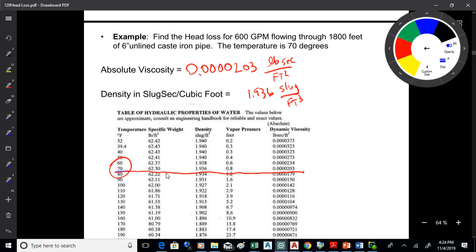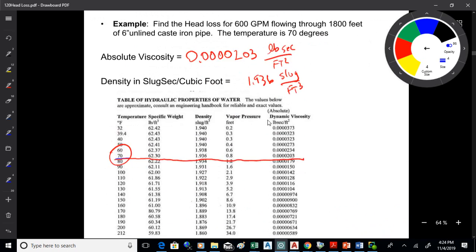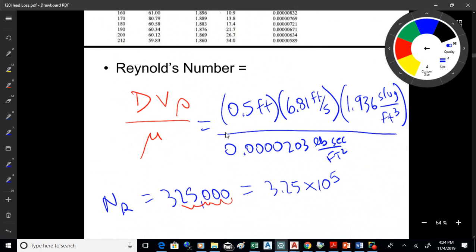All right, now if we got 70 degrees, we go to that chart on page 58, we can find the viscosity, it's 0.0000203, and we can find the density, it's 1.936. Okay, so we get the viscosity and the density, and we write those down. When we have those, if we know the pipe diameter in feet, it's 6-inch pipe, so that would be a 1/2-foot diameter pipe. And if we know the velocity, now we can calculate the velocity. You know, we have the formula Q equals VA. We can find the velocity by taking Q, the flow rate, and dividing it by the area.